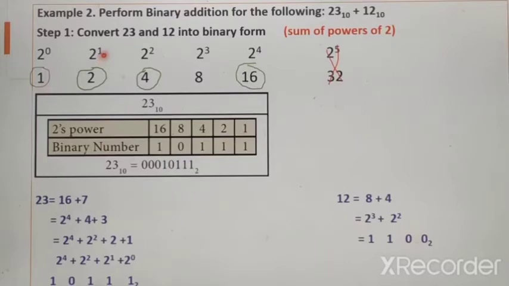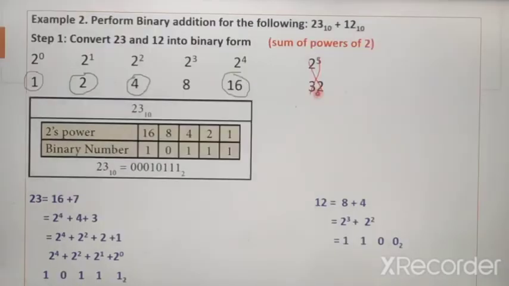Next, 2 to the power 1 is equal to 2. Then 2 squared is 4. Then 2 cubed is equal to 8. Then 2 to the power 4 is equal to 16. So we have tried the powers of 2 up to 23. Here we don't get a power of 2 for this number 23. So we have tried up to the closest greatest power of 2 value.